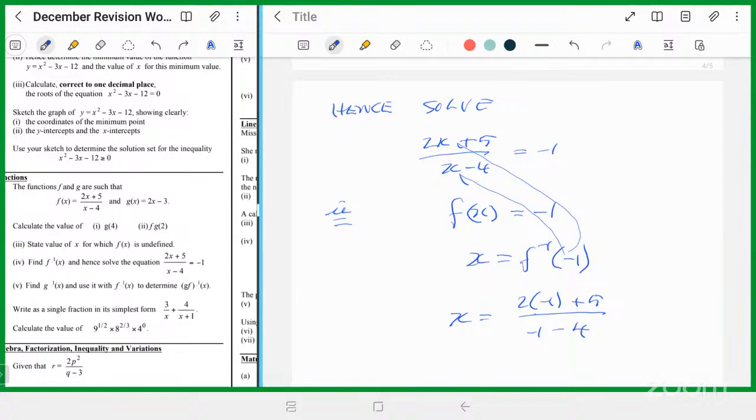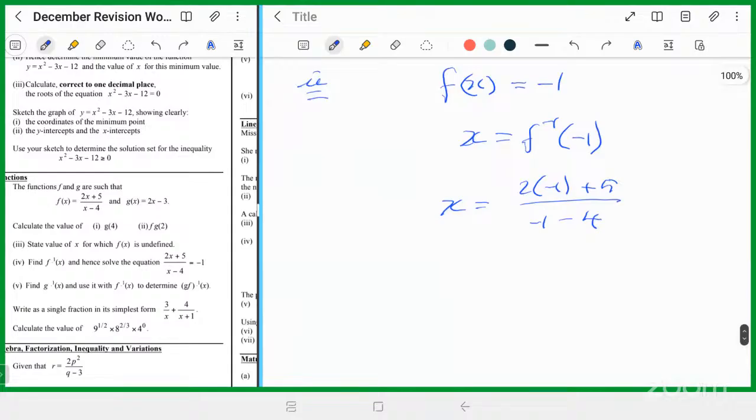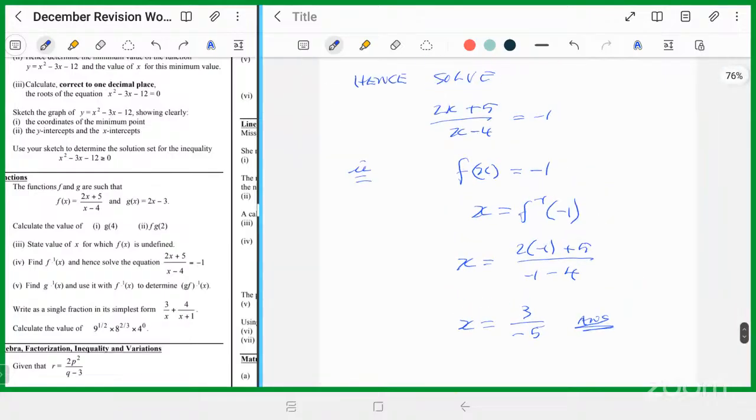We get this. x equals, this becomes 5 minus 2, because 2 times negative 1 is minus 2. 5 minus 2 is 3 over negative 1 and negative 4, that's negative 5. That's the answer right there. That's the value of x. We use the inverse function to solve it. So this part of it is testing our knowledge of using inverse function to solve an equation.